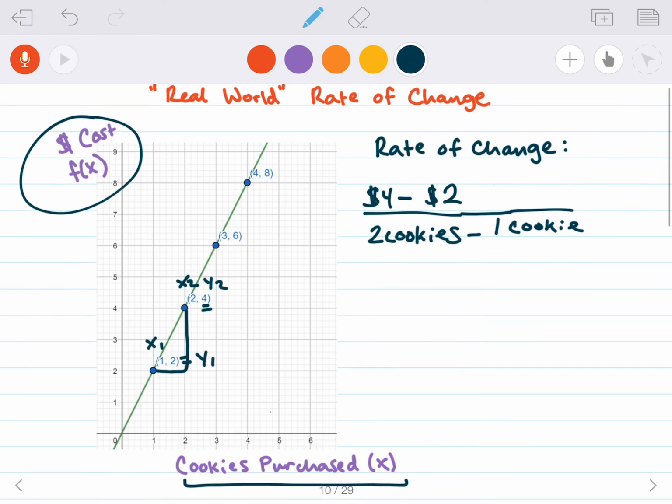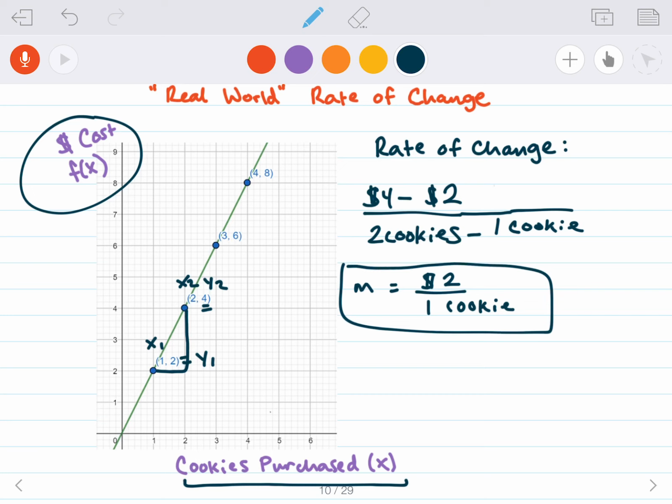And so what we end up getting is on top $2, on bottom 1 cookie. So this is your rate of change, or your slope, $2 per cookie. As the cookies increase by 1, your total cost is going up by $2, and that's a constant rate of change. That's what that means. So that's another real world example of slope. Anytime you go to the grocery store and you're buying something in bulk, just think about slope, think about rate of change, and how that can be applicable there.